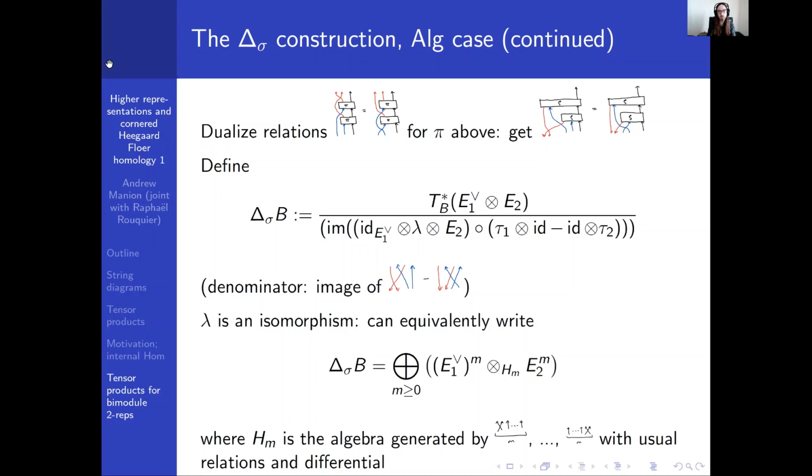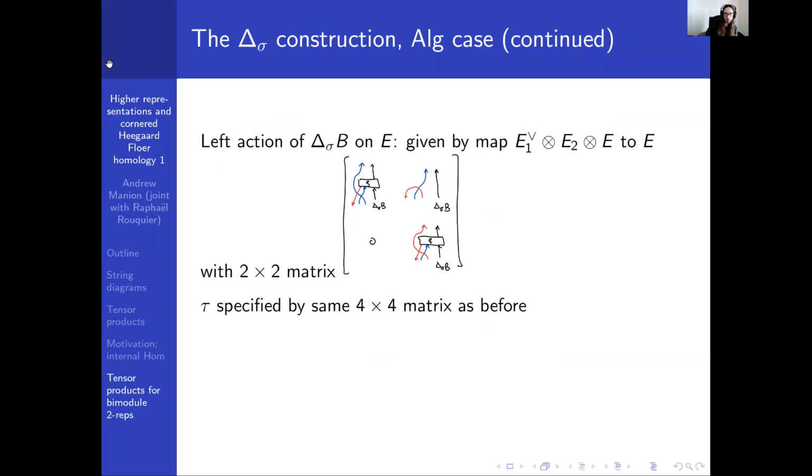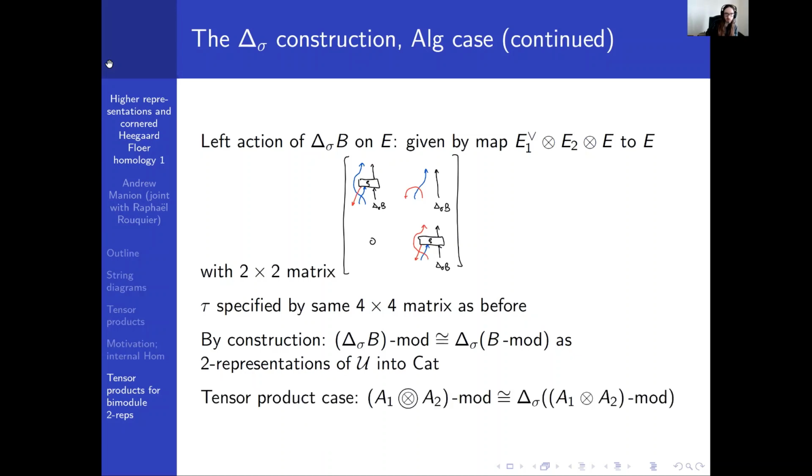So this formula is an equivalent way to define the algebra, the delta sigma B part of this tensor product construction for two representations of U-bar on algebras, and this is what we'll see especially in cornered Floer homology next time. How to define the bimodule E, well, it's sort of like before.